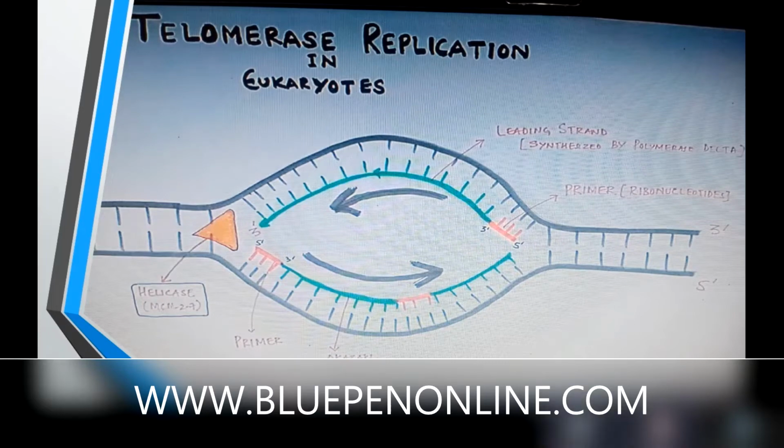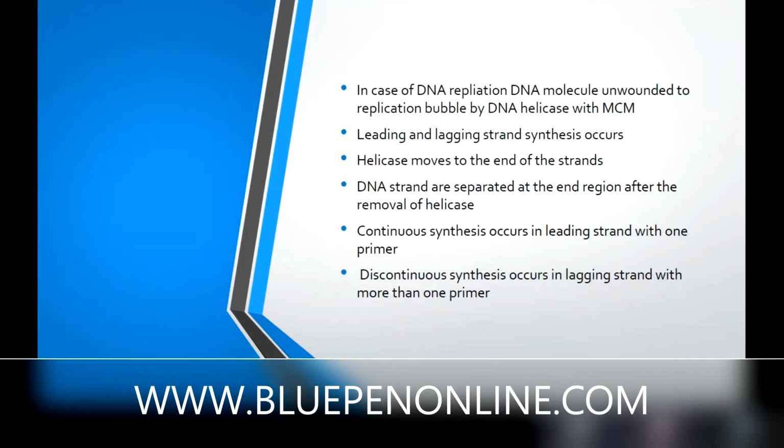In DNA replication, the DNA molecule is unwound into a replication bubble by DNA helicase with MCM, and leading and lagging strand synthesis occurs. The helicase moves to the end of the strands. DNA strands are separated at the end region after the removal of helicase. Continuous synthesis occurs in the leading strand with one primer. Discontinuous synthesis occurs in the lagging strand with more than one primer. I think you are clear. Now we are at the end of replication.